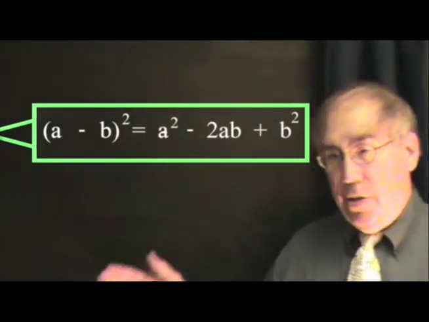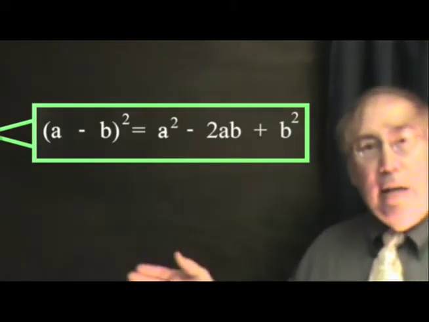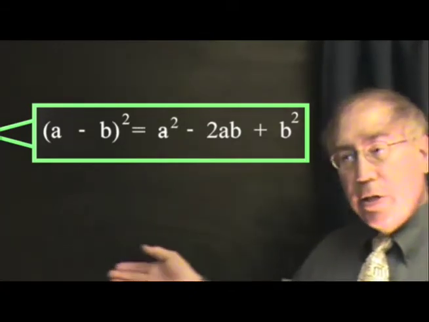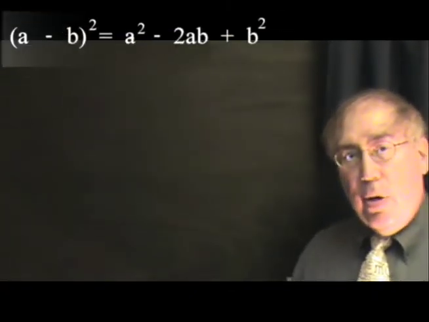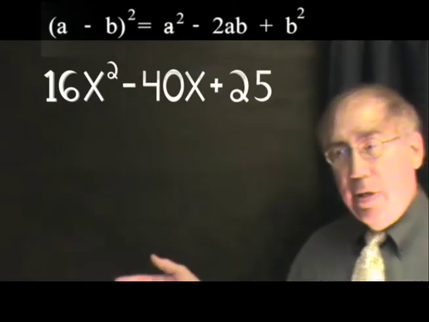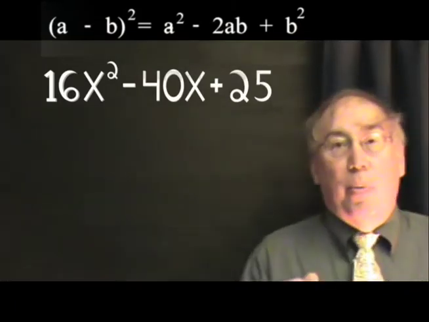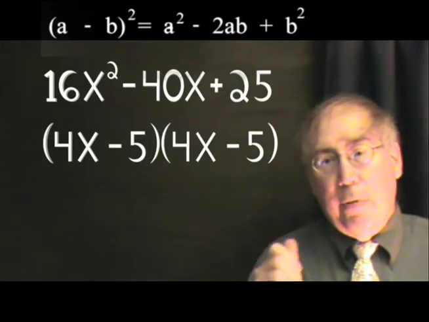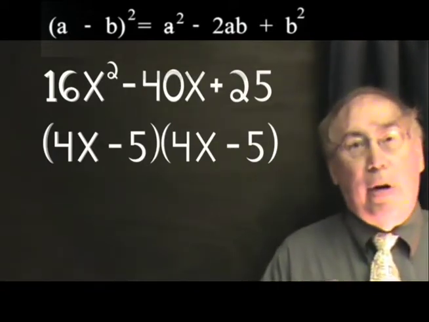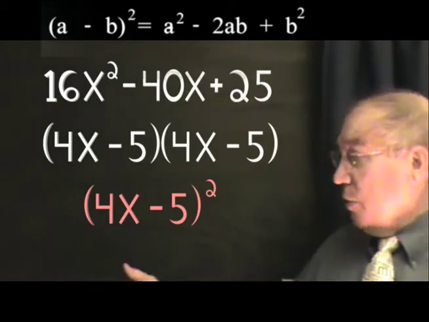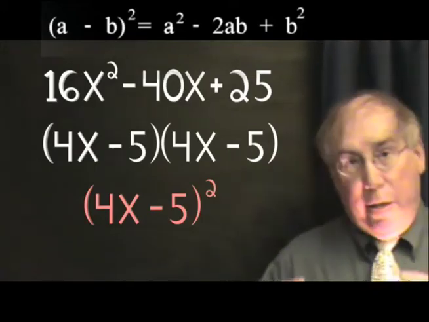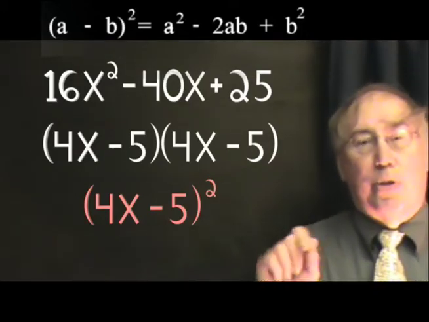Now, this situation here is where we have a perfect square. The left-hand side is a perfect square of the right-hand side. So let's look at a problem that deals with this sort of thing. What we can do is take the square root of 16x squared and the square root of 25. So our a and b this time will be 4x and 5. And notice that the factors are the same because we have a perfect square. So our answer is the quantity 4x minus 5 squared. So this is what it looks like when you have a perfect square.